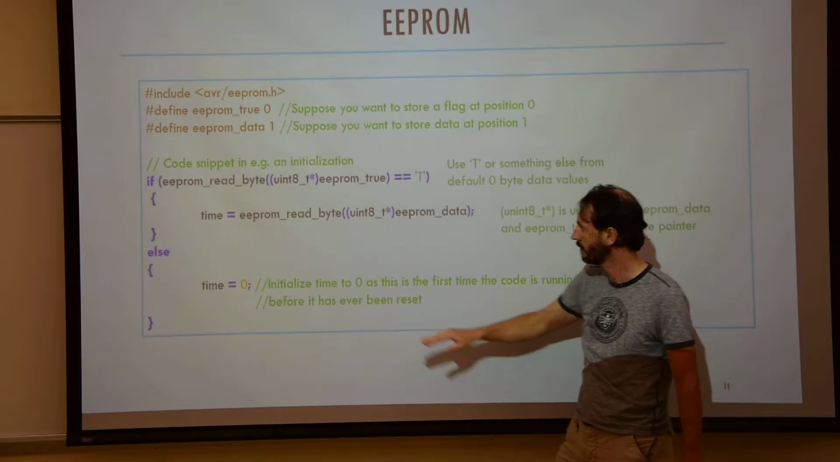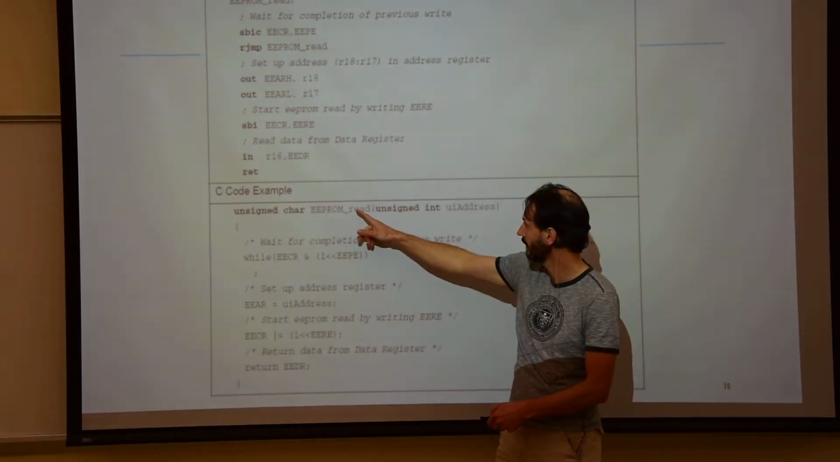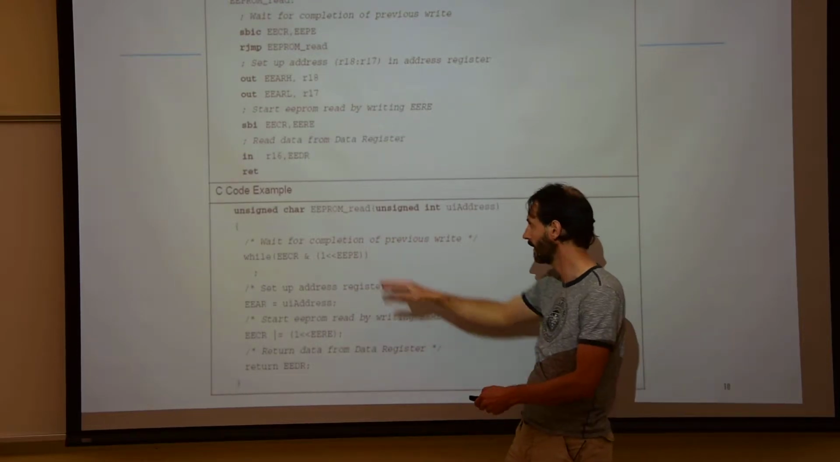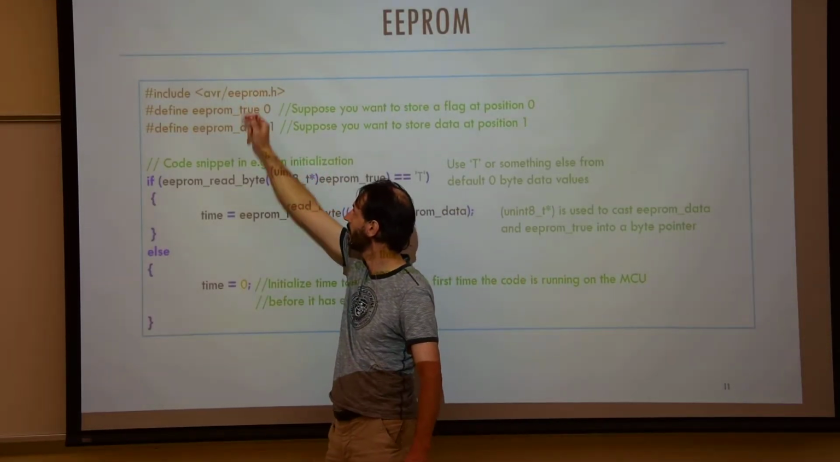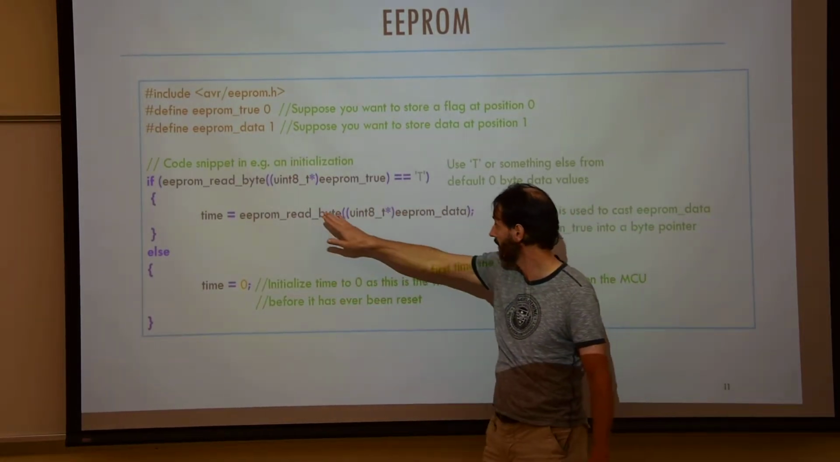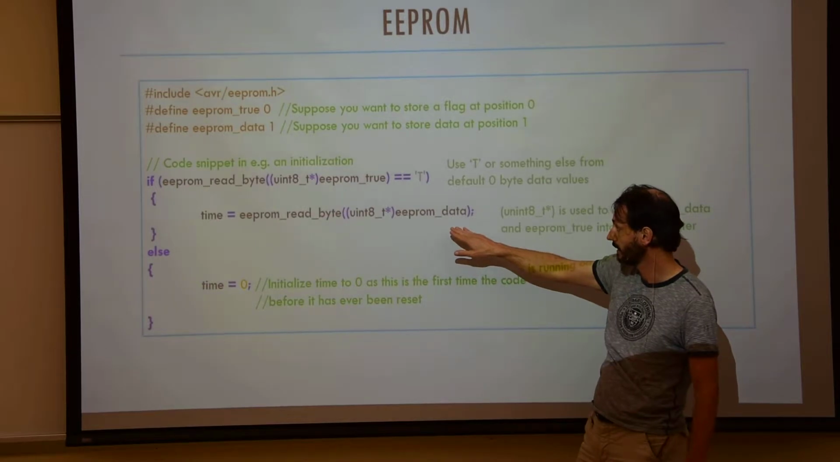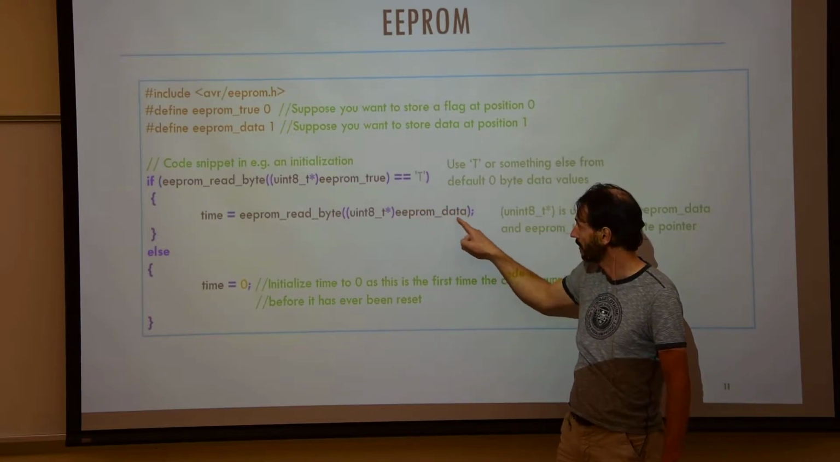And then I can use the EEPROM read byte instruction. This is being used in another function that we have over here. So we have the EEPROM read byte. You read that particular one, and that gets pushed into this particular variable.